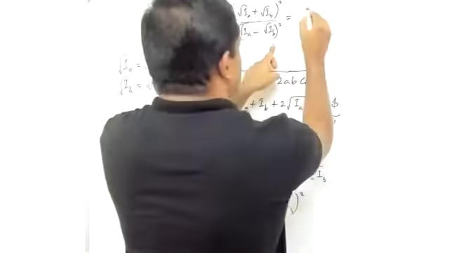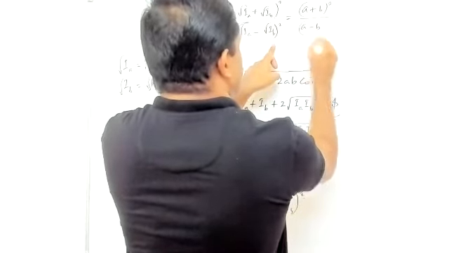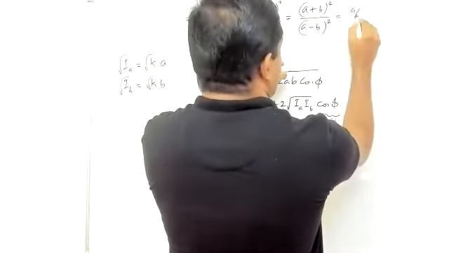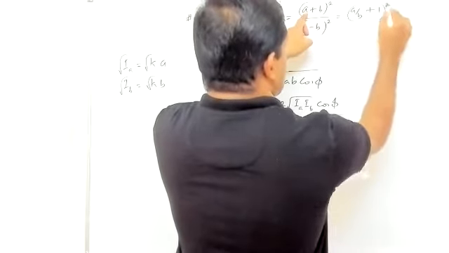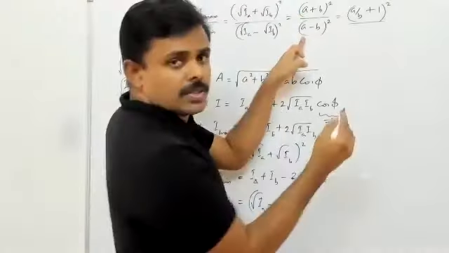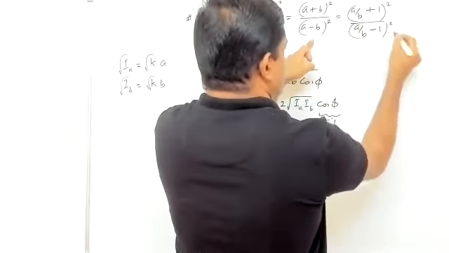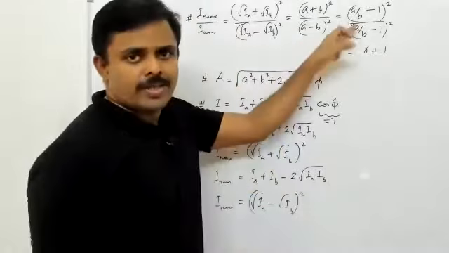All the root K's are gone. And you're getting A plus B the whole square by A minus B the whole square. I divide everything by B. A by B plus B by B, which is 1, the whole square, by A by B minus B by B, which is 1, the whole square. This A by B has a name, R. This is called amplitude ratio.